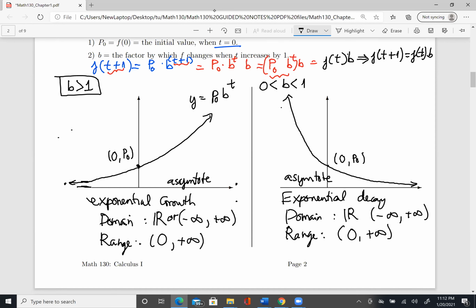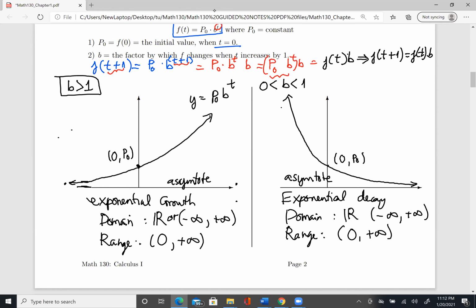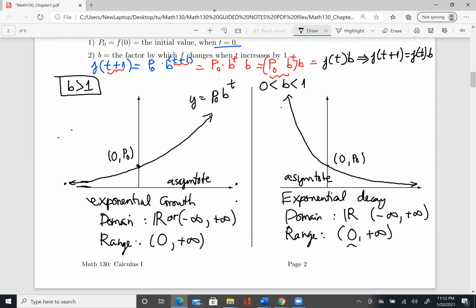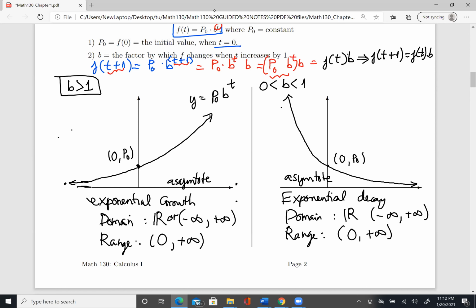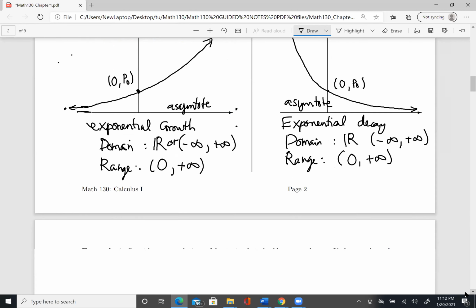For the interval, we always write the small number first, and then the higher values after that. So we start with 0 here and then positive infinity. Okay, that's it. Let's move down.